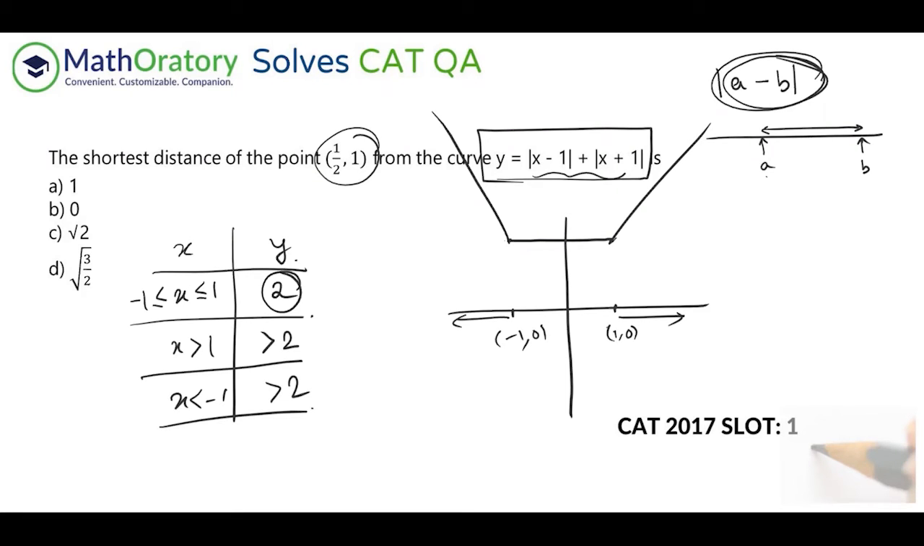Now, what are we looking for? So this question will not be very complicated. Just understand this is from the perspective of CAT. Now, the shortest distance of the point from (half, 1). What is the meaning of (half, 1)? This is the x value and this is the y value, right? So when x is half, it is actually in this range, isn't it?